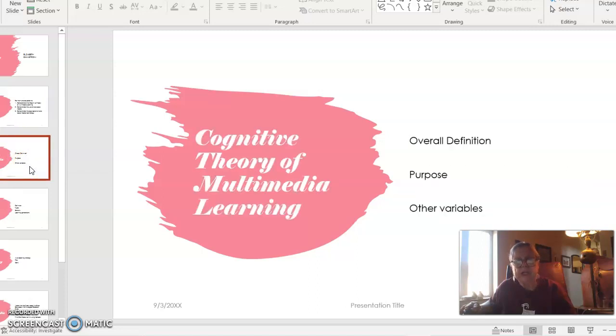So, the cognitive theory of multimedia learning. The overall definition is that it is a process that applies the transmission of information with a focus on attention-getting material, how information is perceived, and memory retention. The process involves three principles: nonverbal and verbal channels in the brain, content overload prevention, and active processing. The purpose of the theory is to design effective multimedia teaching materials.